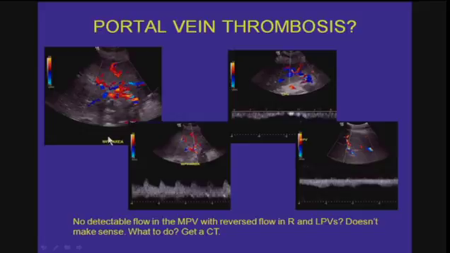So if you can't find the main portal vein and you see the artery quite well, what could be the problem? Is it thrombosed? And you need to look through the rest of the liver, because here the left portal vein actually is reversed, and the right portal vein is also reversed. If there's reverse flow in the portal veins, it's got to be getting out somewhere. Can't see it in the main portal vein, doesn't make sense, so you need to go on and do something else, which means you need probably to get a CT.